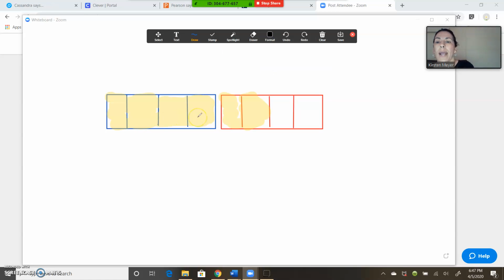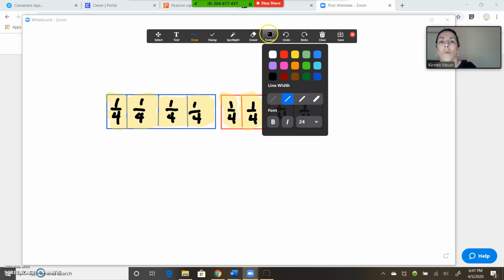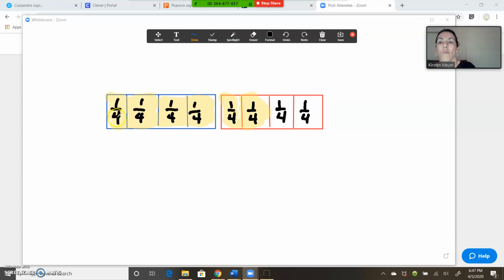And when I look here, I know that I have 4 parts, so I know that this is 1/4, and this is 1/4, this is 1/4, and this is 1/4. I also know that this is 1/4, this is 1/4, this is 1/4, and this is 1/4. So when I am looking at how much I have all together, I have 1/4, 2/4, 3/4, 4/4, 5/4, 6/4, all together.